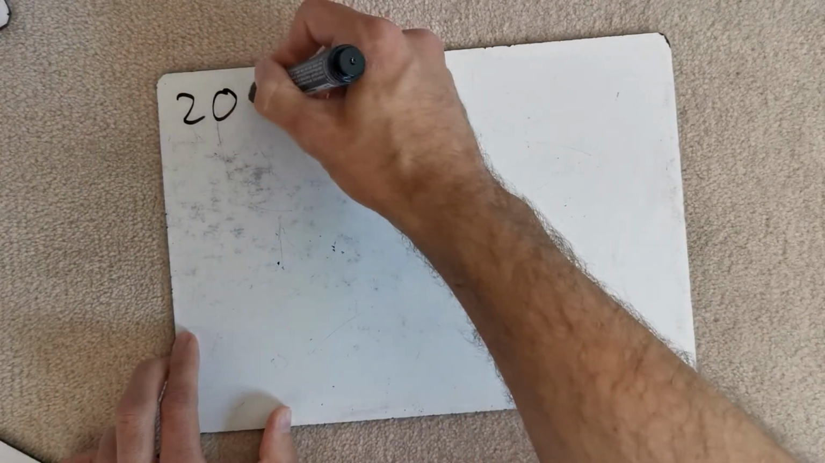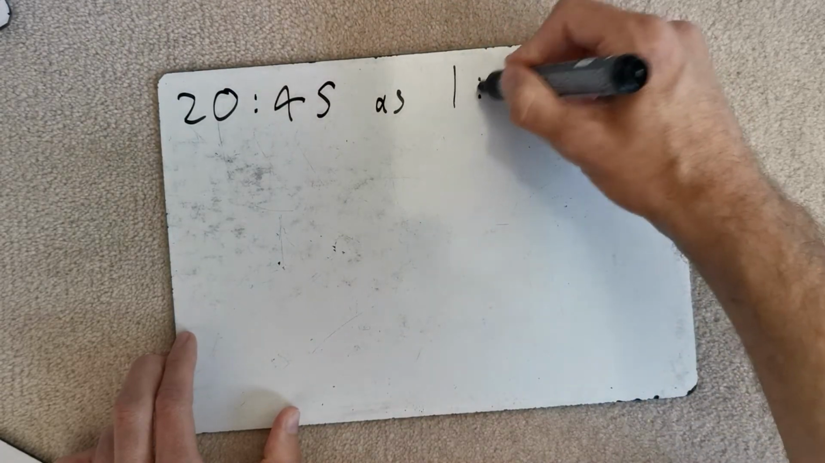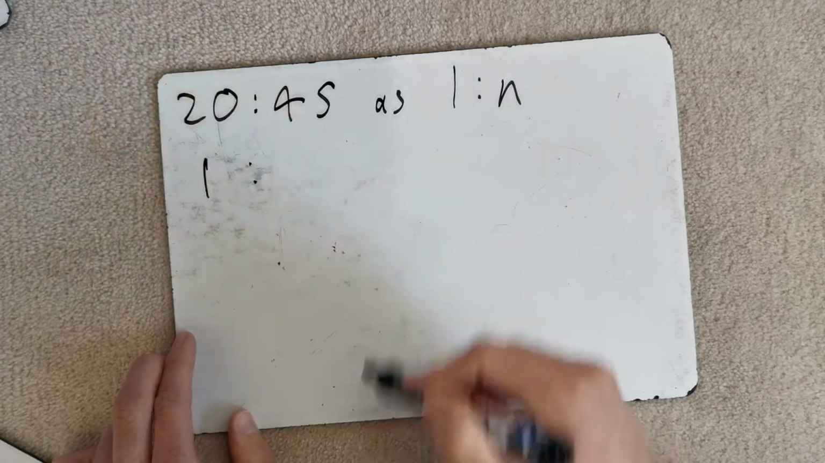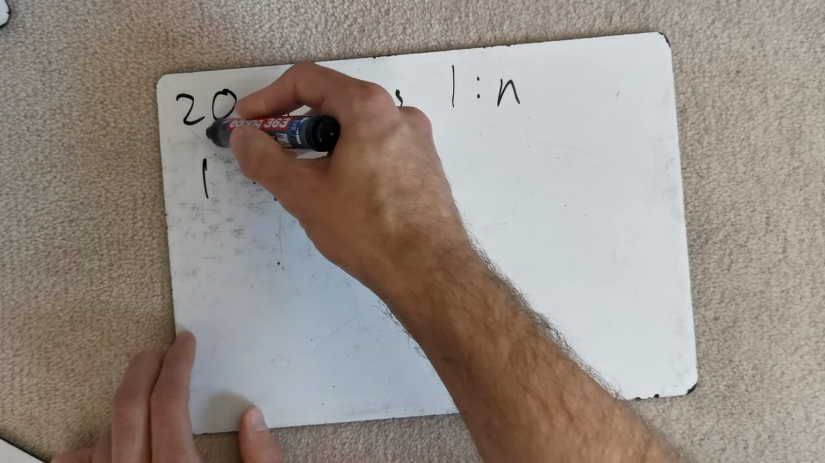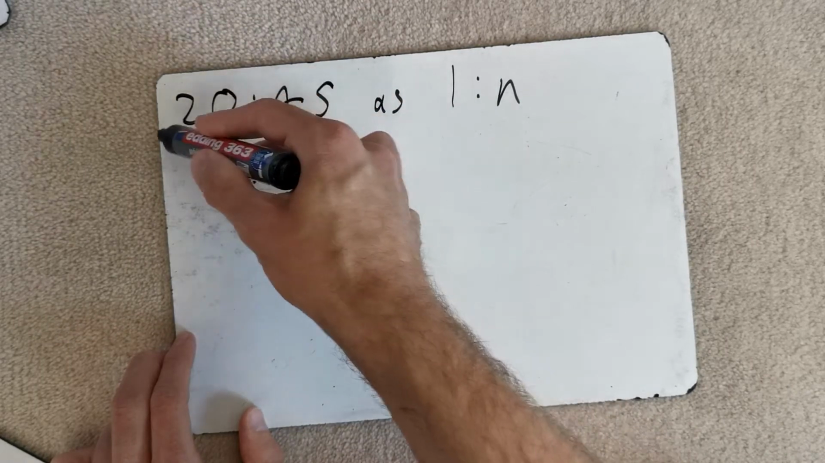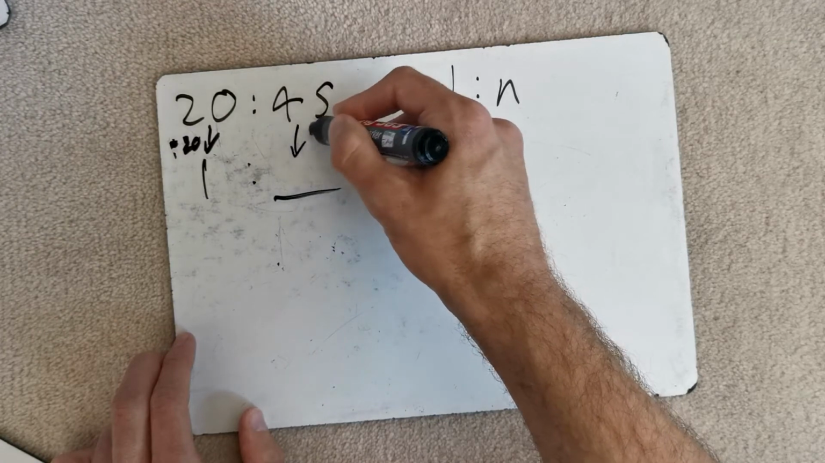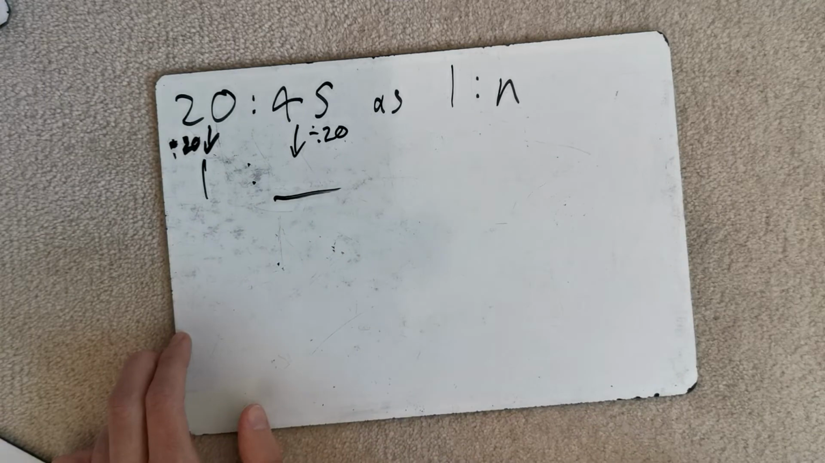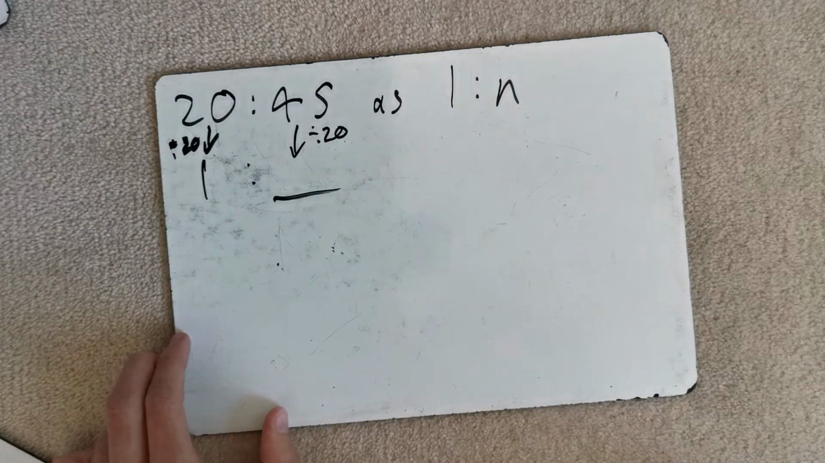Cool. Right, next one. Express 20 to 45 as a ratio of 1 to n. So the side that the 1 is on, we're going to do that, and we've got to find out what that n is, what that missing number is. How do you get from 20 down to 1? You divide by 20, so you've got to divide this by 20 as well. Classic mistake that people make here is thinking 45 divided by 20. Oh, that's 2.5, isn't it?